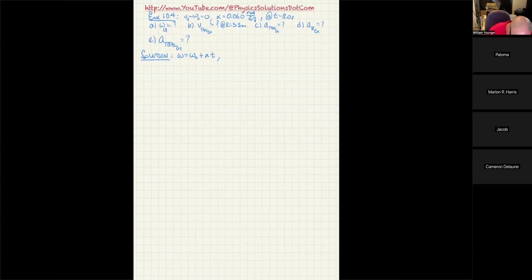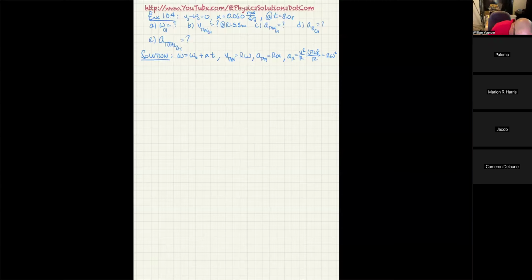Another equation we're going to use is V tan equals R times omega, and A tangent is equal to R times alpha. And we can also use that A radial is V squared over R, but we also know V is equal to R omega. So we could say (R omega) squared over R, which gives us R times omega squared. So that's another equation we could possibly use, and we'll probably be using that quite a bit.